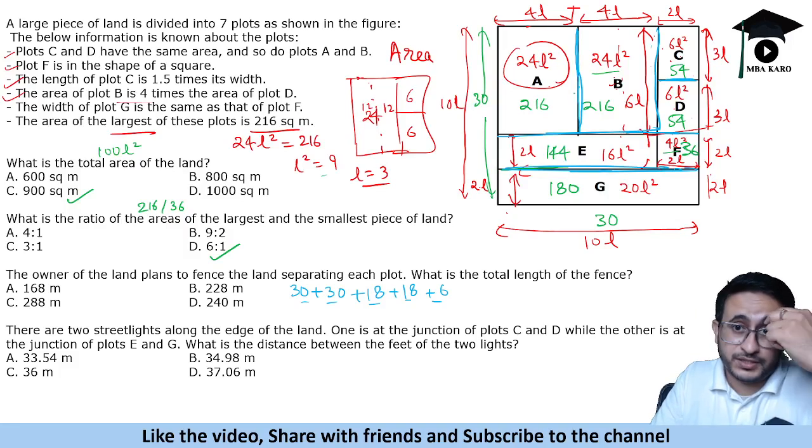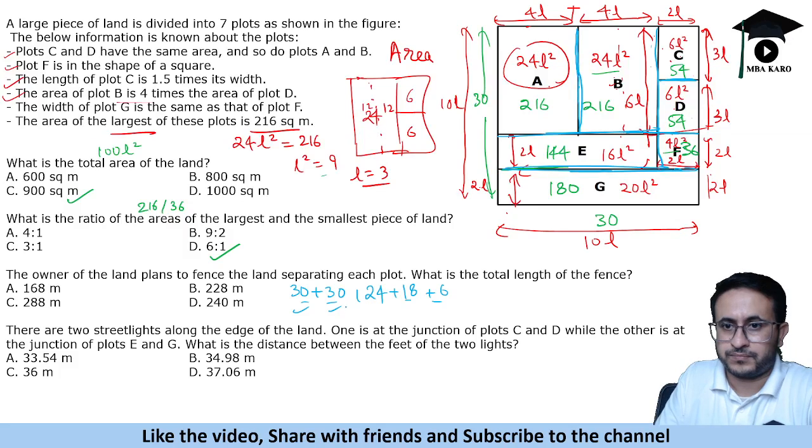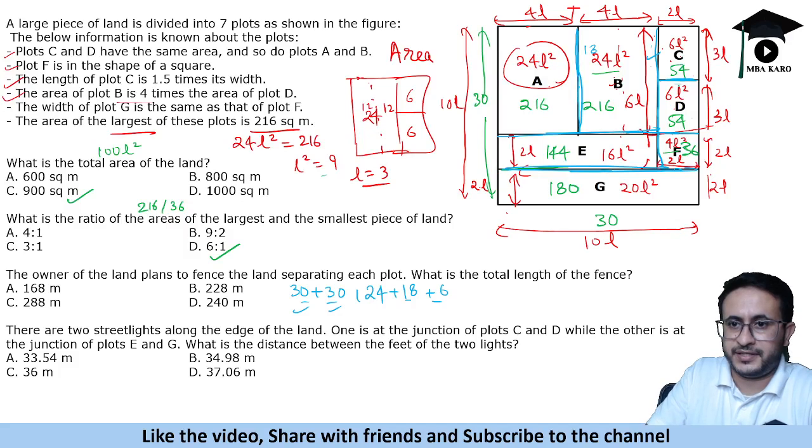This is 30. Sorry, we will need this from here till here. Okay, so 30, and this is from here till here, it is 8L, which is 24, and this is 18, this is 18, this is 24, and this separator is 6. So we see that 60 plus 48, that is 108.